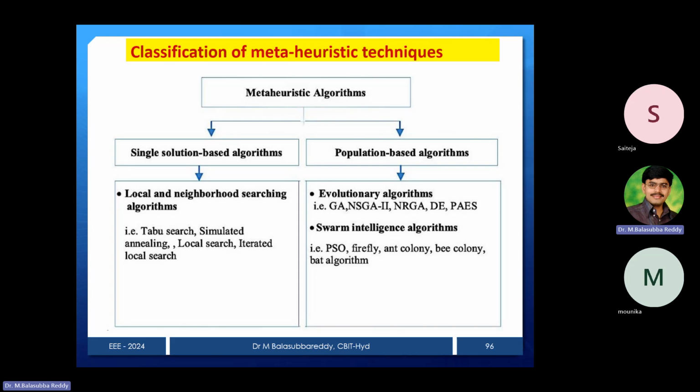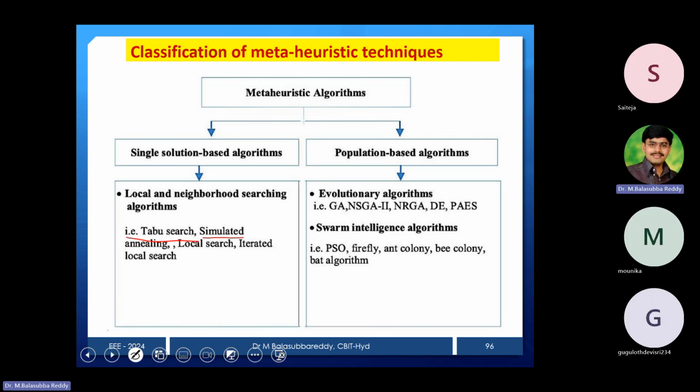In that we can see the local and neighborhood searching algorithms. For that, there are the tabu search algorithm and the simulated annealing algorithm. These are all old, of course, and local search and iterated local search. These are related to local or neighborhood search algorithms.